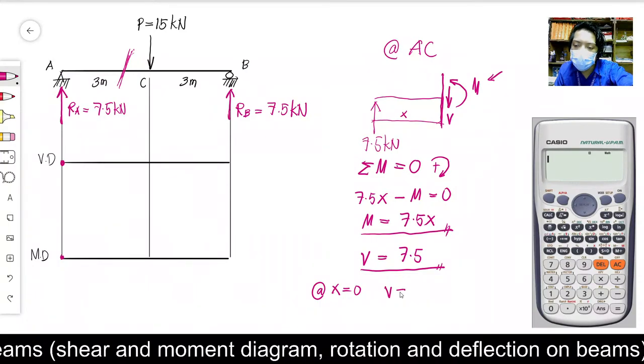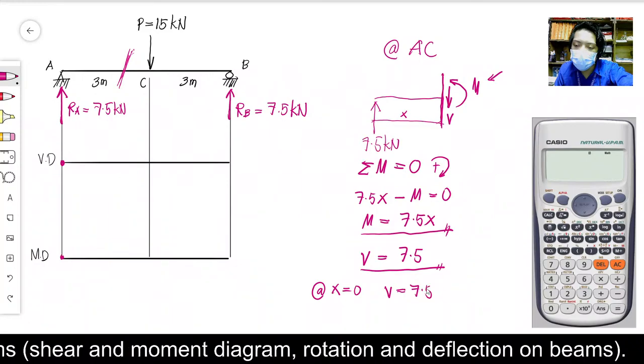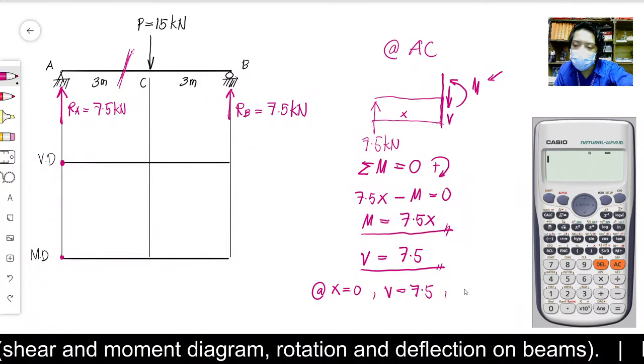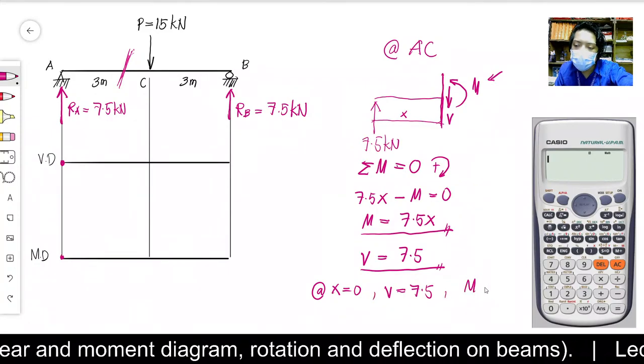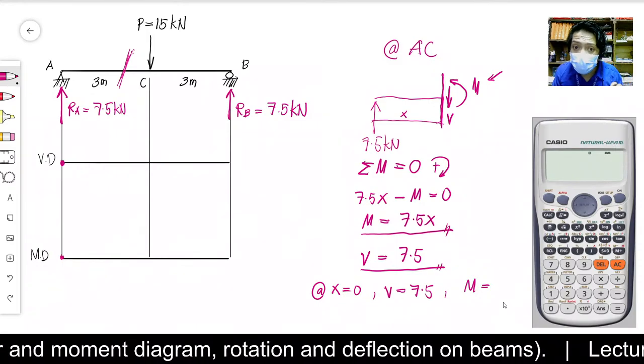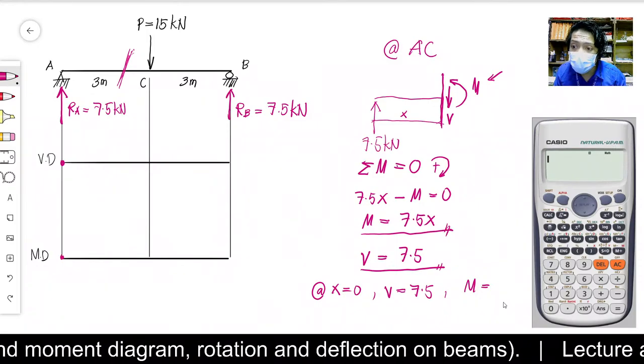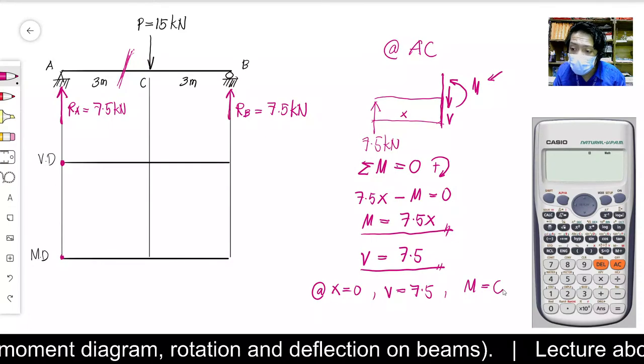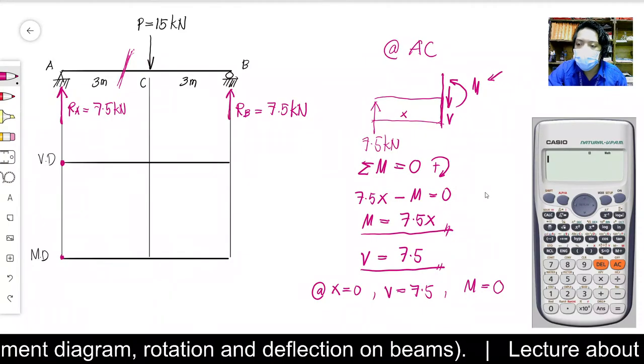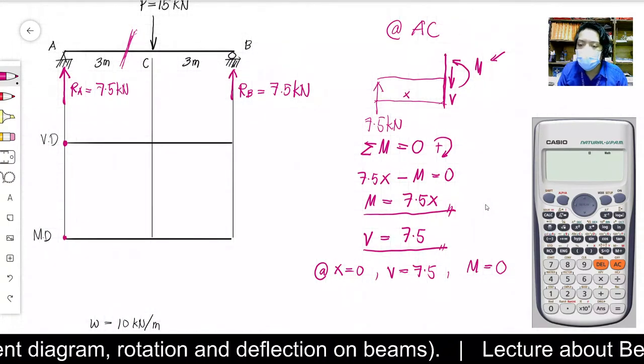Your value of the shear is equal to 7.5. And the value of your moment is equal to 7.5 times x. But since x is 0, your moment is 0.